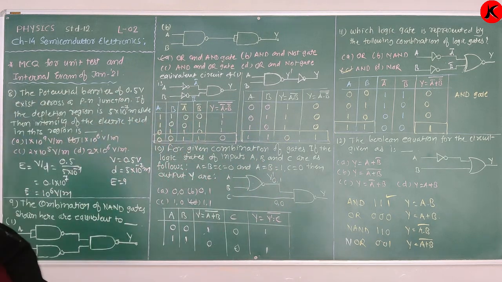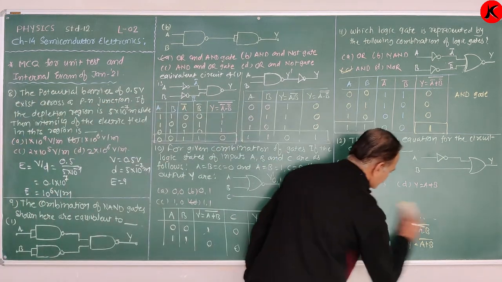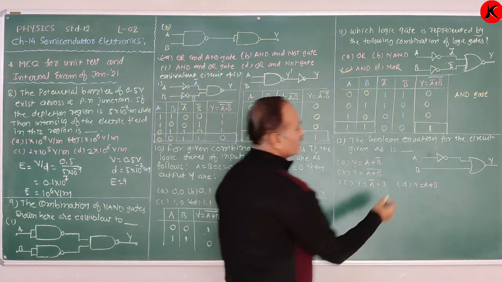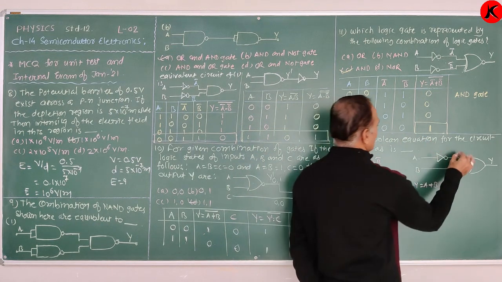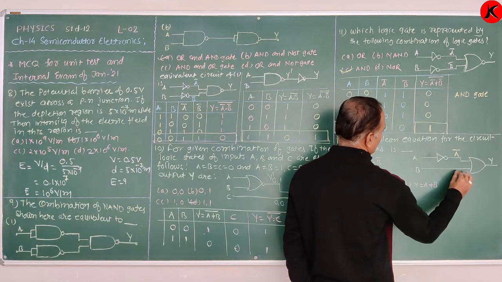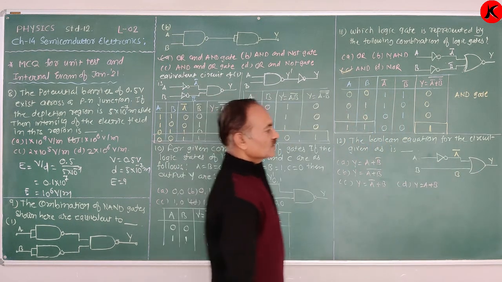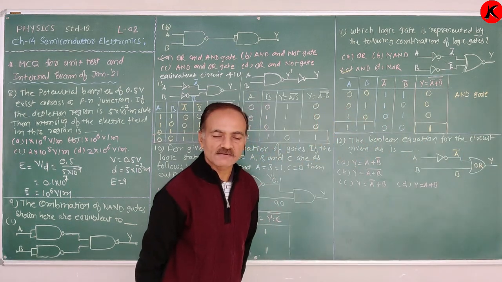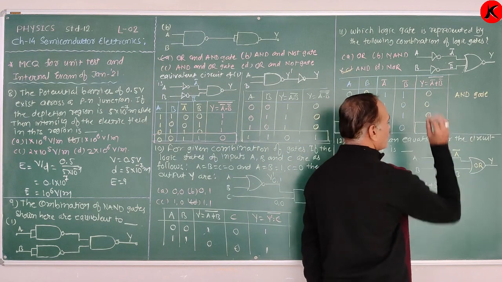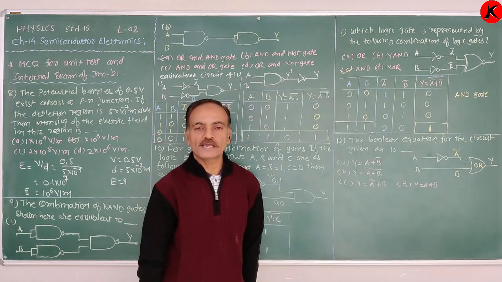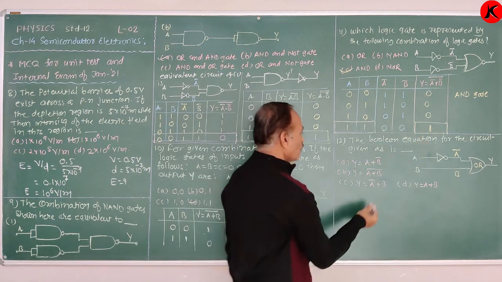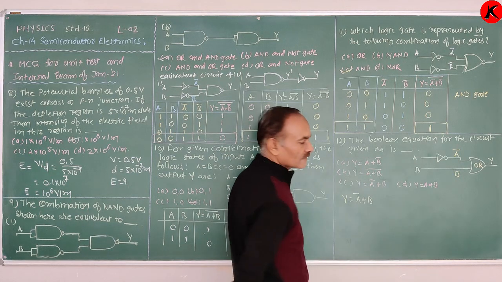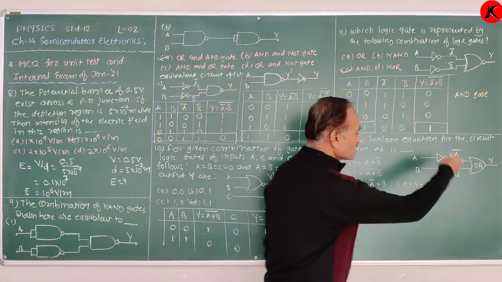What is the Boolean equation of this circuit? Now listen, A is given as the input of a NOT gate, therefore its output is A bar. Now that is the B. So that is our OR gate. What is the Boolean equation of the OR gate? Y is equal to A plus B. But here one input is A bar, the second input is B. Therefore A bar plus B. Therefore the Boolean equation is Y is equal to A bar plus B, because that is the OR gate.